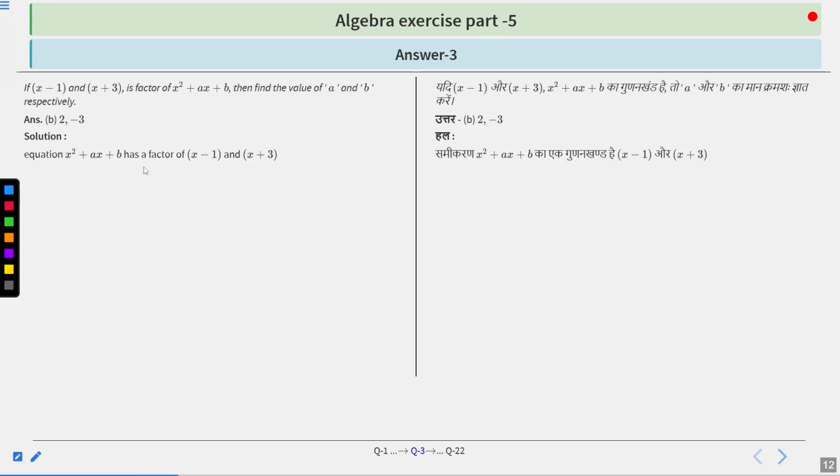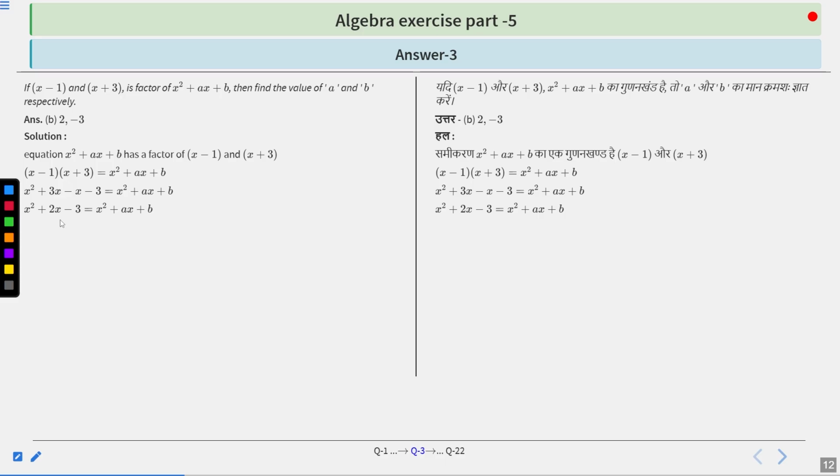The equation x square plus ax plus b has factors x minus 1 and x plus 3. So x minus 1 into x plus 3 is equal to x square plus ax plus b. Multiplying x minus 1 and x plus 3, we get x square plus 3x minus x minus 3. That is equal to the given equation, x square plus ax plus b. So x square plus 3x minus x is 2x, plus 3 minus 3, is equal to x square plus ax plus b. Now we will compare both sides, left hand side to the right hand side.